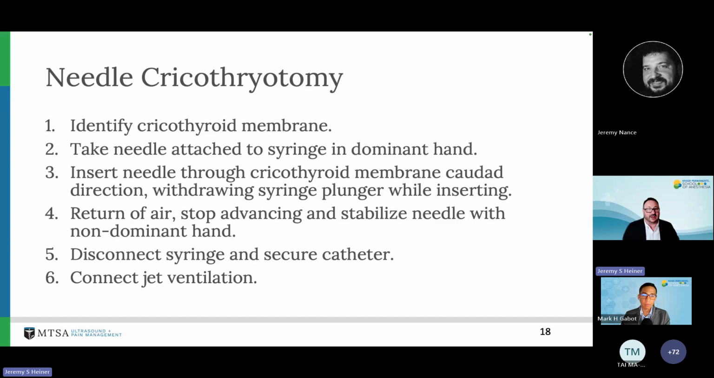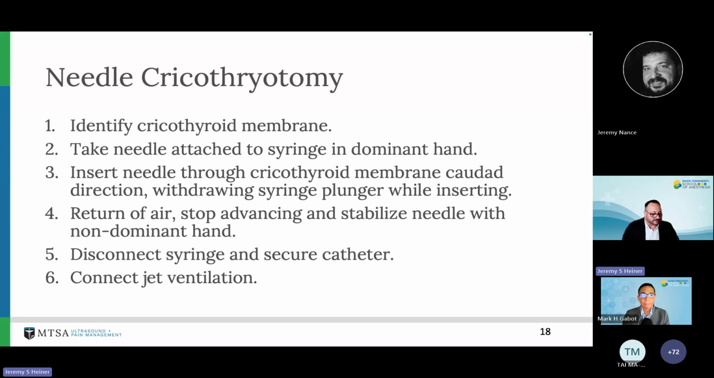Now, one other thing is that when providing jet ventilation, you need somebody holding that catheter in the airway. That will be their sole job, because if somebody is not holding that, the very first time you trigger the jet ventilator, the catheter will go flying right out. So definitely some points to consider if you are performing a needle cricothyrotomy.